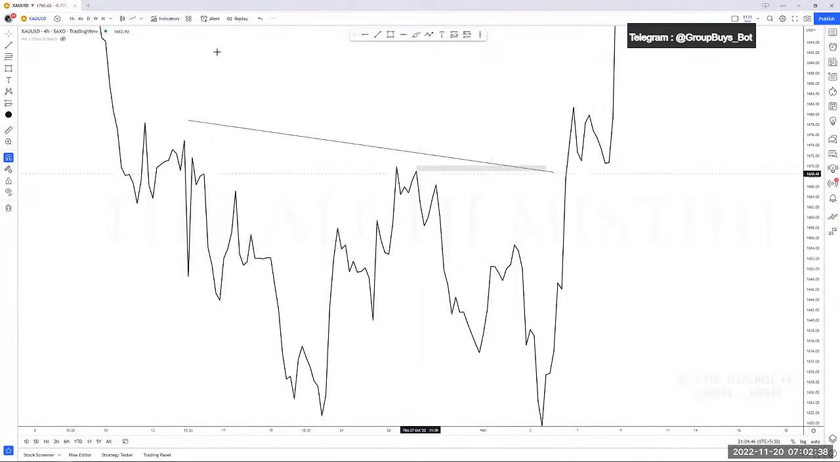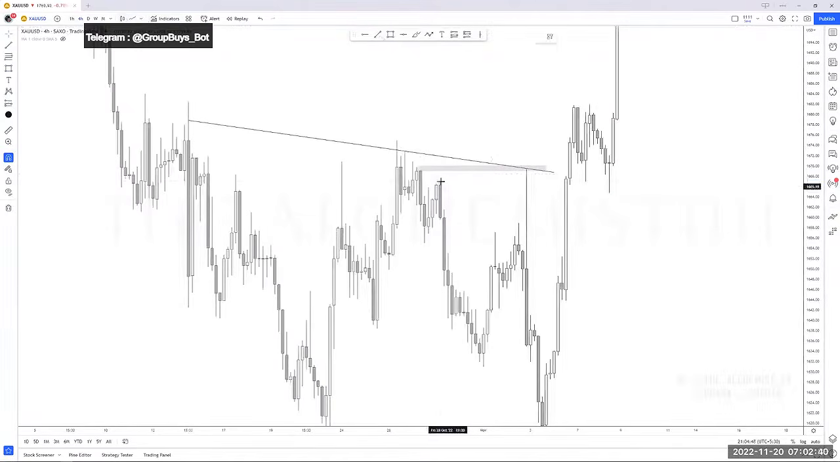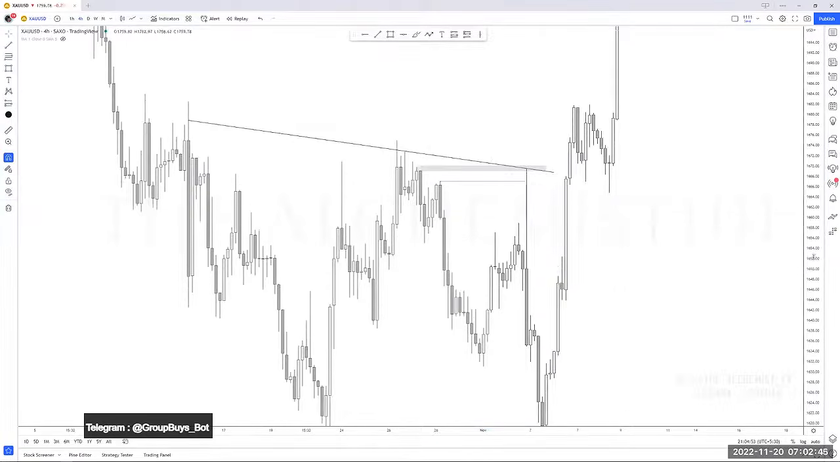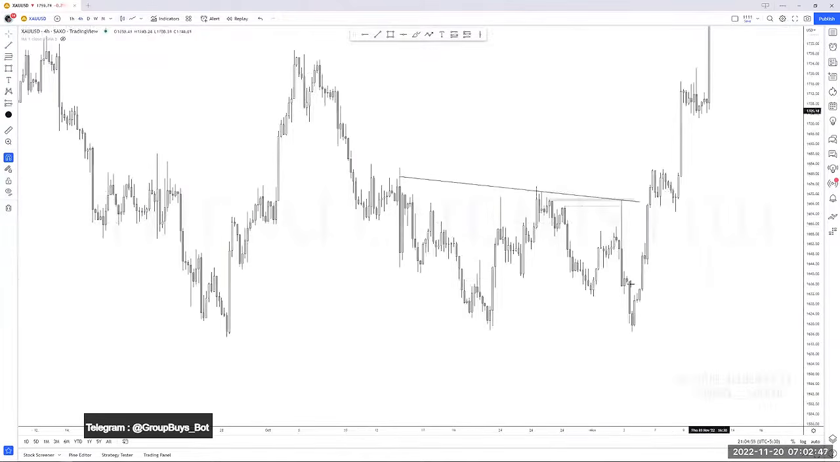Can you see it? We had a very nice resistance, with some liquidity sitting below it. So there comes the entry. Can you see it? Price taps, and then it starts to fly.